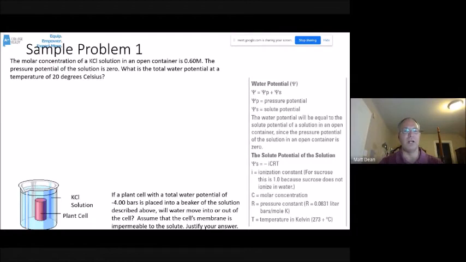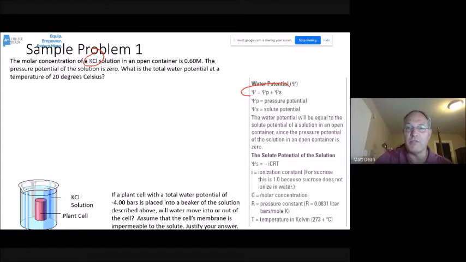Let's look at just a couple of quick problems. So if you were here last week, we worked similar problems, but these are slightly different than the ones we worked last week. So here we've got the molar concentration of this, in this case, KCl. You first have to realize, hey, this is a salt because it's made of a metal, potassium, bonded to a non-metal, chlorine. It's in a container. The concentration of the solution is 0.6 molar. The pressure of the solution is 0. What is the total water potential at a temperature of 20 degrees Celsius?